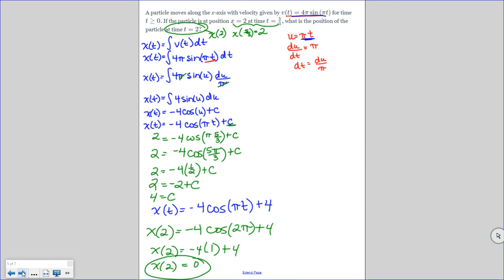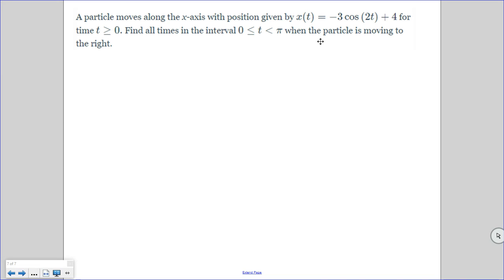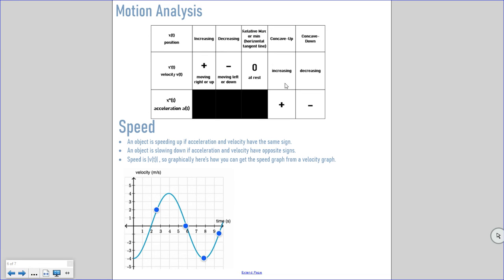Then you'll also have some further applications where you will be asked to determine if the particle is moving to the right, moving to the left, if it's speeding up or slowing down. For those types of things, you're going to need to refer back to our motion analysis that we did last chapter. So here is a nice time if you might want to take another screenshot or write this down. You might want to pause the video.